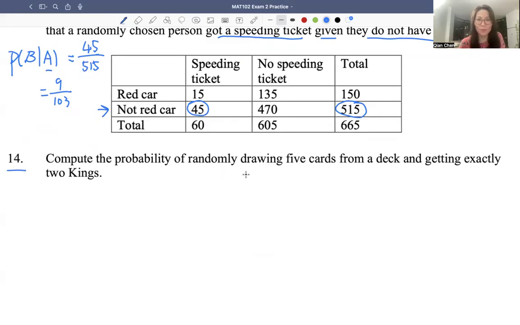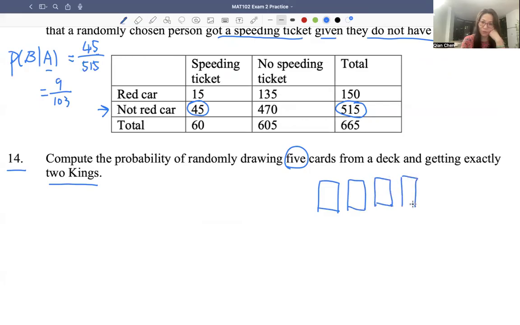All right, 14, last question. Compute the probability of randomly drawing 5 cards from a deck and getting exactly 2 kings. We draw 5 cards: 1, 2, 3, 4, 5. Remember, a deck of cards has 52, so our sample space is 52. And getting exactly 2 kings, we only care about getting 2 kings. The order does not matter, as long as there are 2 kings.